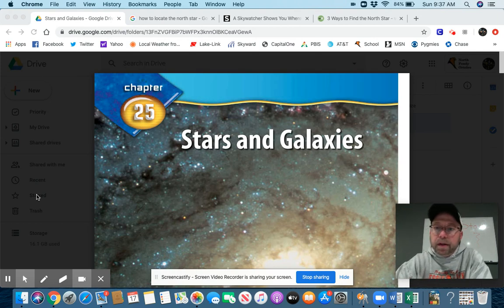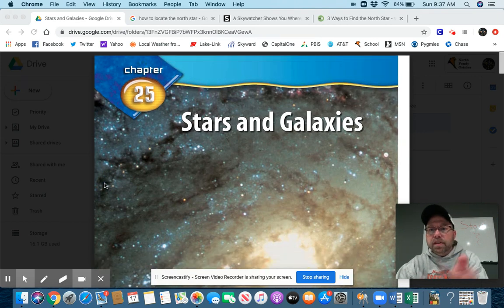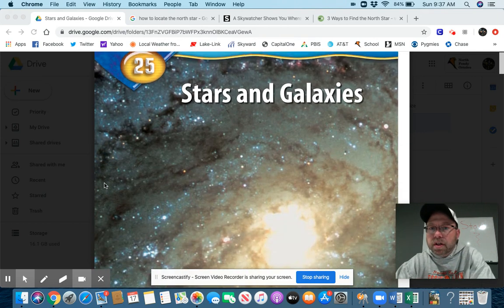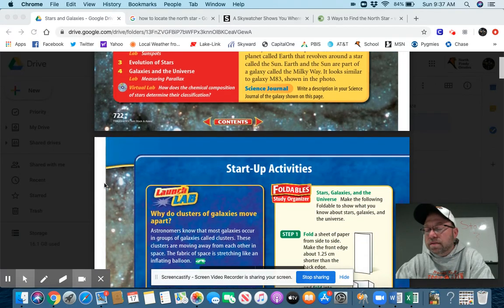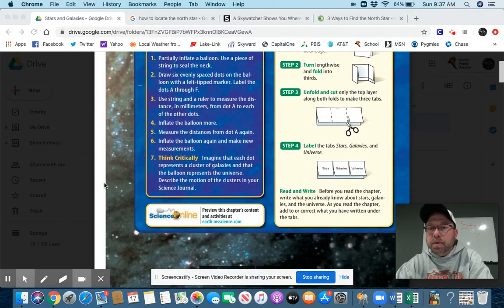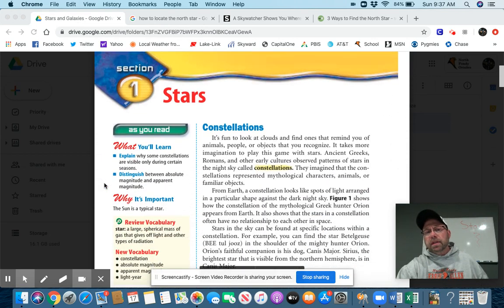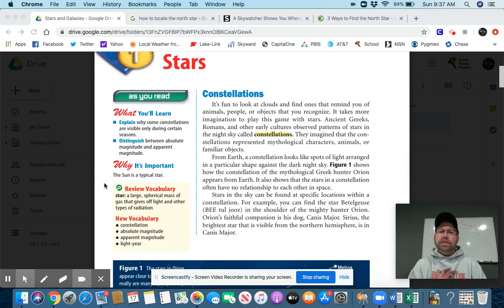So here we go. Stars and galaxies. Of course, this document has already been shared with you, the chapter, so please follow along with me and you can use it as a resource to help you as well. So when we start here in this first section about stars, it talks about constellations. And constellations are patterns of stars in the night sky.